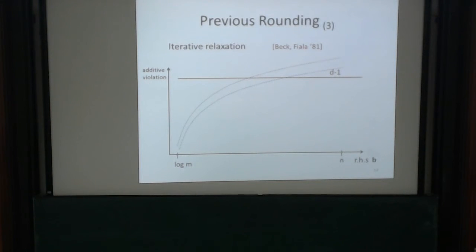And there is a different algorithm using iterative techniques where you can achieve an additive violation of d minus 1. And the recent discrepancy-based rounding algorithm I mentioned also gives an additive violation of square root d times log n. Again, in general, d and square root d log n are not comparable, but our results are going to be interesting in the regime where this is smaller. So that's the way I've drawn it.